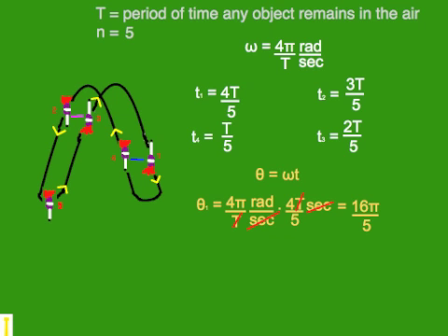We simplify this expression and see that the club has displaced an angle of 16 pi over 5 radians, which is equal to 6 pi over 5 radians if we take out 2 pi. We also do the same calculation for the fourth torch and see that it has swept out an angle of 4 pi over 5. We do the same calculation for the second and third torches, which displace angles of 12 pi over 5 radians and 8 pi over 5 radians respectively.